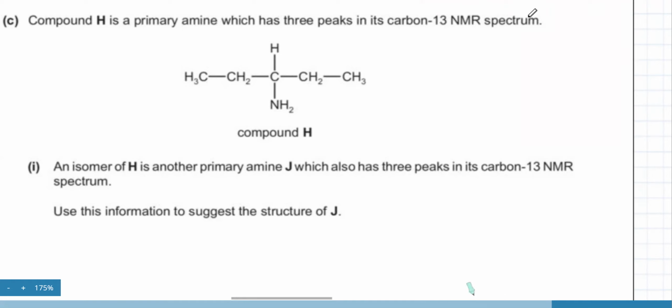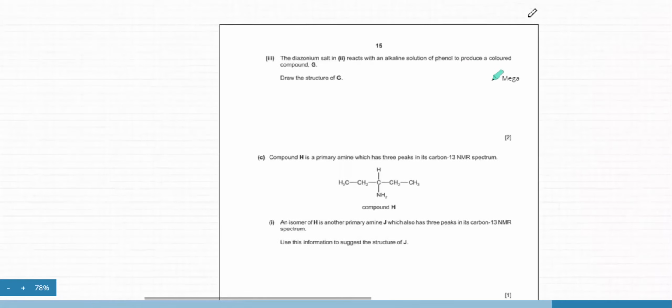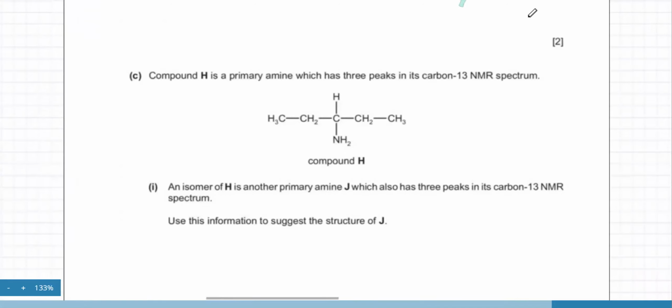Next page, just 1 second. Which part is this? This is C. Take this one.